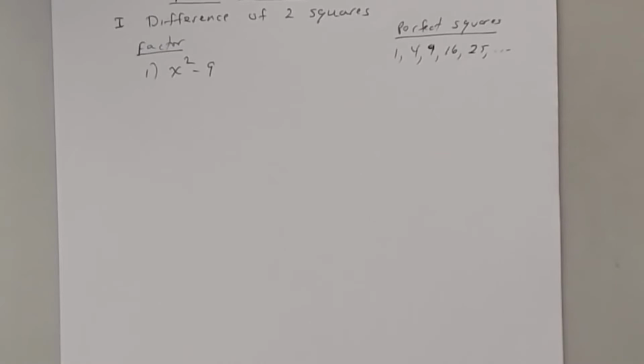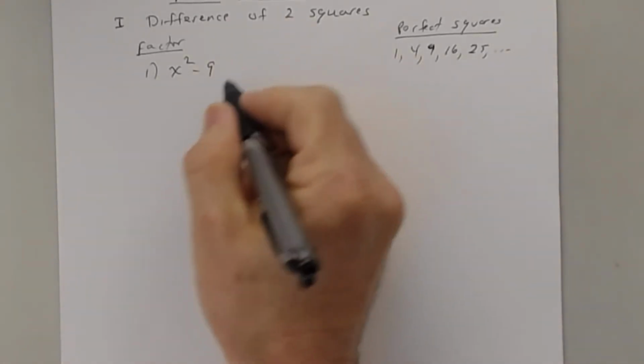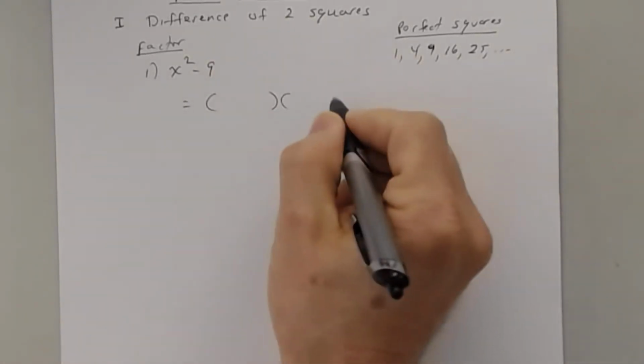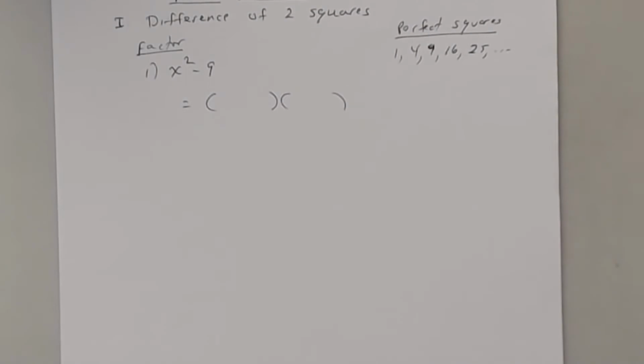Now, same as before, you want to look for the GCF. What's the GCF? 1. GCF is 1. If the GCF was something other than 1, as in the past, you would factor out the GCF. But the process is still the same. You want to factor this as a product of 2 binomials.